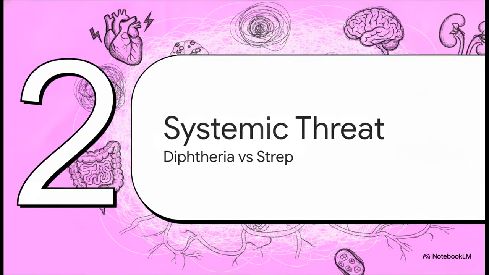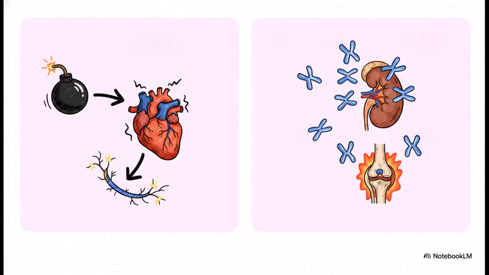Moving on to Section 2, diphtheria versus strep pharyngitis. Let's talk about the systemic threat. Okay, so the timeline of danger here is everything. Strep pharyngitis threatens patients mostly after the initial infection with immune-mediated sequelae. We're talking about things like glomerulonephritis and acute rheumatic fever.